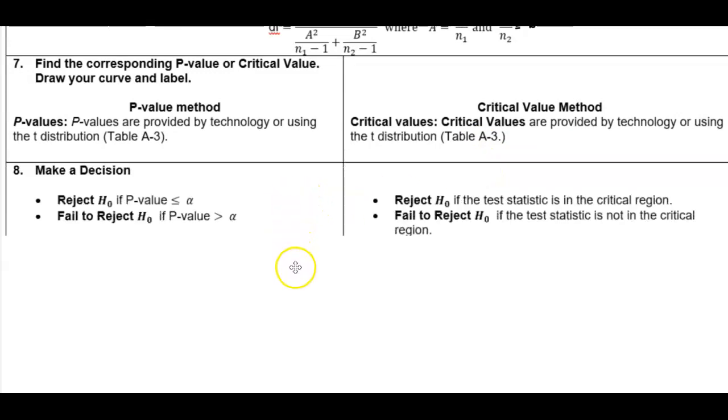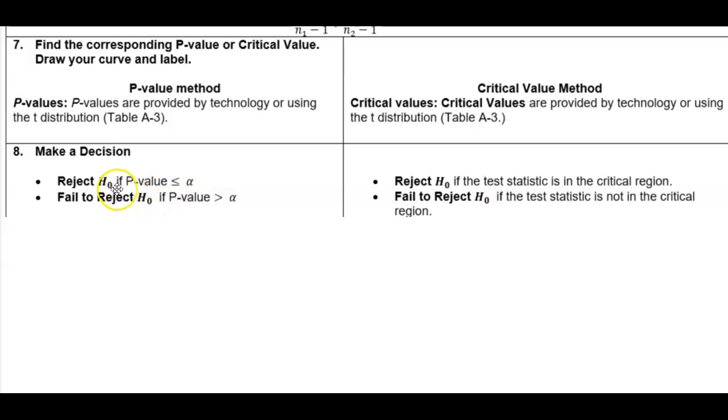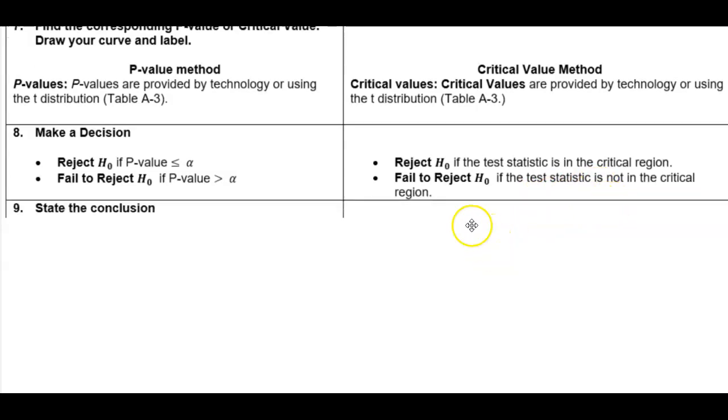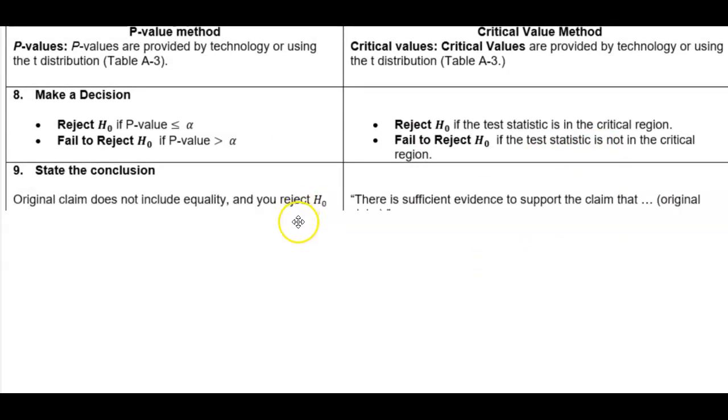Now, when making a decision using the p-value method, we reject the null if the p-value is less than or equal to the significance level, and we fail to reject the null if the p-value is greater than the significance level. For the critical value method, we reject the null hypothesis if the test statistic is in the critical region, and we fail to reject the null if the test statistic is not in the critical region. And then you're going to state the conclusion.